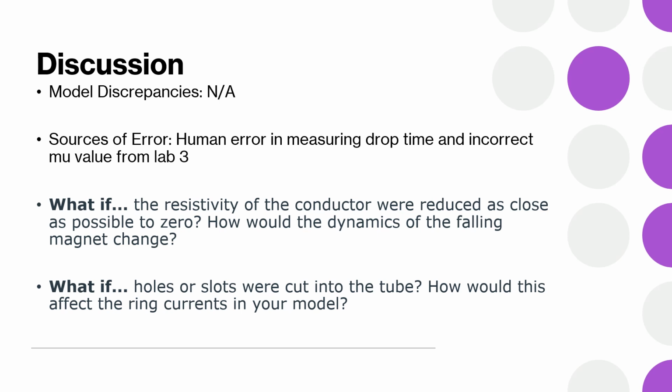What if the resistivity of the conductor were reduced as close to possible to 0? How would the dynamics of the falling magnet change? If the resistivity dropped to 0, then there would be a larger induced current because of the same induced EMF over low resistance, which would increase the magnetic force upward on the magnet. If it's large enough, it would counteract the force of gravity, which would cause, in theory, the magnet to float. What if holes or slots are cut into the tube? How would this affect the ring currents in your model? Holes or slots might disrupt the induced currents in the tube, which could lead to weaker magnetic forces, causing the magnet to drop faster.